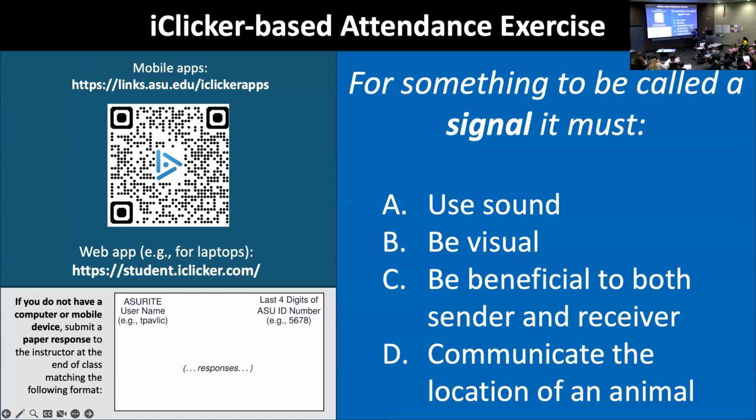Okay, so the question is, for something to be called a signal, it must A, use sound, B, be visual, C, be beneficial to both sender and receiver, or D, communicate the location of an animal. What is a necessary condition to be called a signal? And we're not done yet. We still have to get to eavesdropping, but we're almost done.